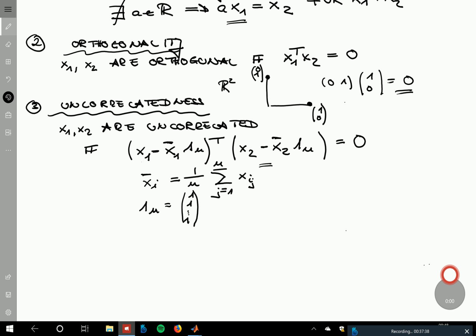Of course, if the mean, the average, of x1 and x2 is 0, then two uncorrelated regressors are always orthogonal, because then it's the same. So if this part is 0, then it's the same as orthogonality, but it doesn't need to be.